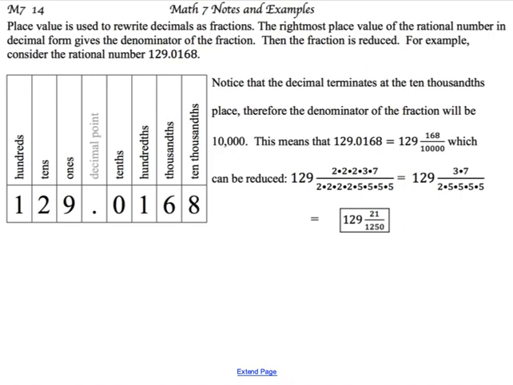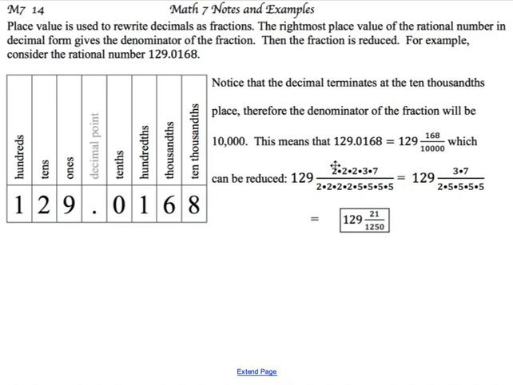129.0168. Okay, I've put it in the place value table here. Notice that the decimal terminates in the 10,000ths place. So it terminates right here in the 10,000ths place. Therefore, the denominator of the fraction will be 10,000. This means that 129.0168 is equal to 168 10,000ths, which can be reduced.